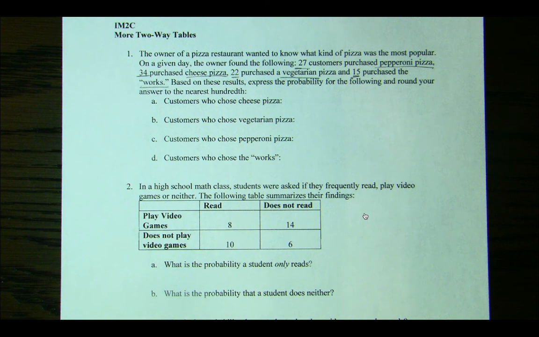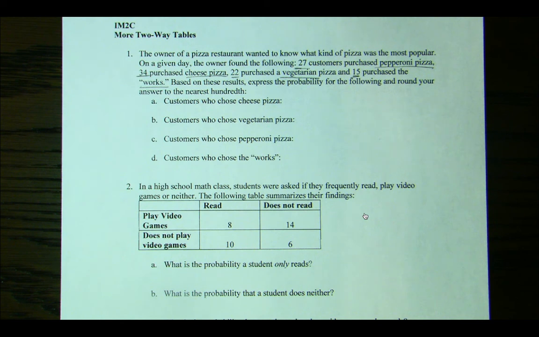In this video, we are going to look at more two-way tables. So for our first example, the owner of a pizza restaurant wanted to know what kind of pizza was the most popular on a given day. So we're looking at what the owner found for that day. We have 27 customers that purchased pepperoni, 34 purchased cheese, 22 purchased vegetarian, and 15 purchased the works.